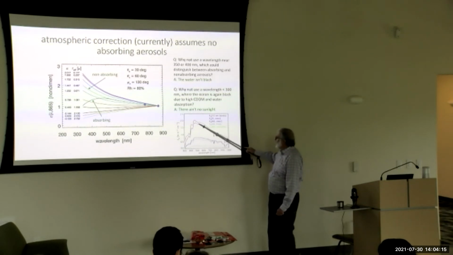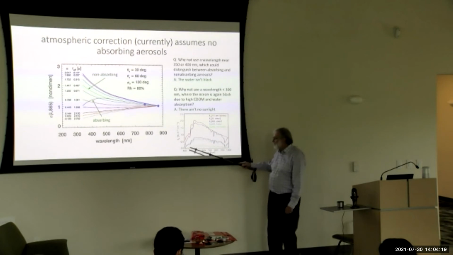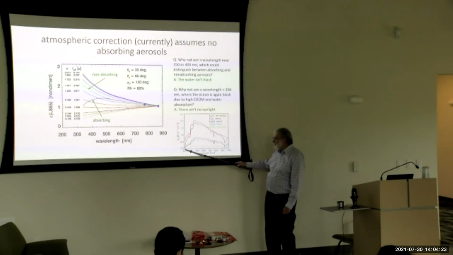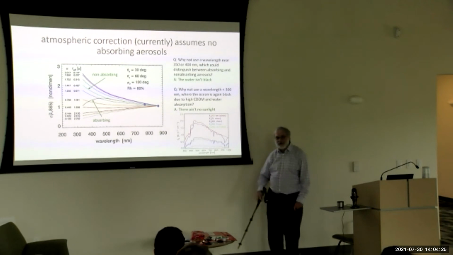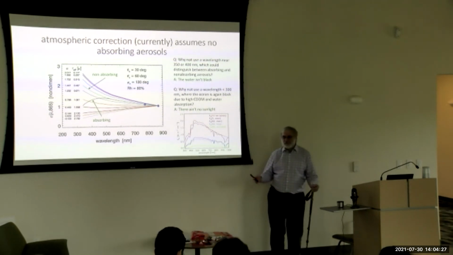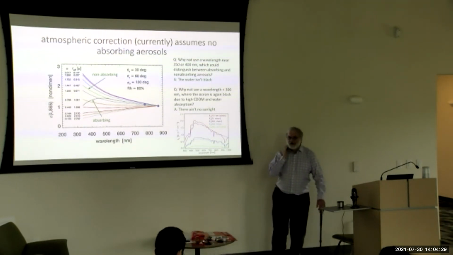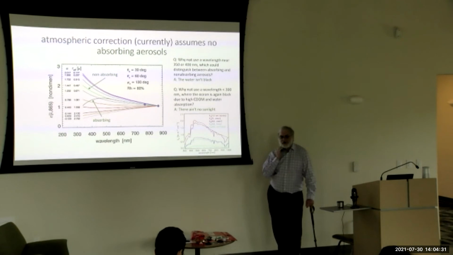But by the time you get that light through the atmosphere, and in particular through the ozone layer, there's essentially no sunlight reaching the surface below 300 nanometers. So it's basically absolutely dark. You just can't get through the ozone layer.